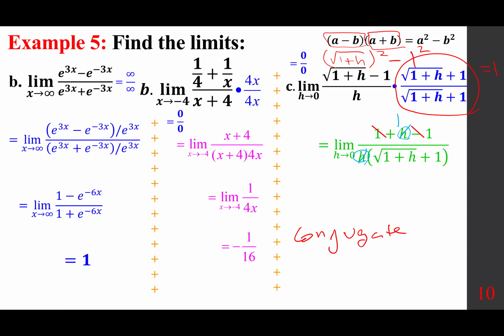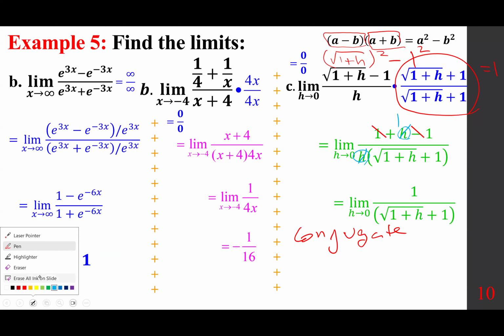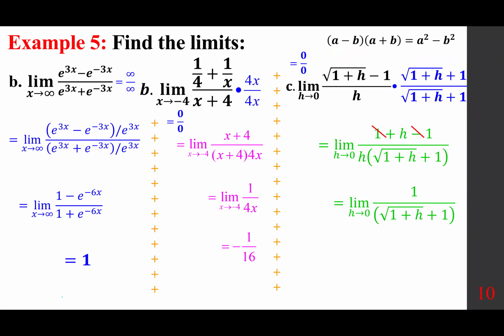H and h cancel each other, and you get the limit of 1 over the square root of 1 plus h, plus 1. If you plug in 0 here, you get 1. Square root of 1 is 1, and 1 plus 1 is 2. So 1/2 is the final answer.